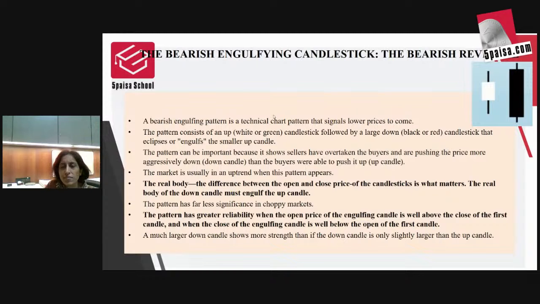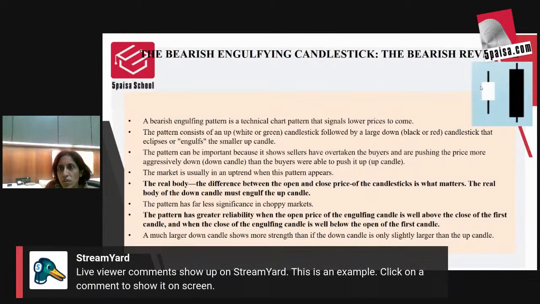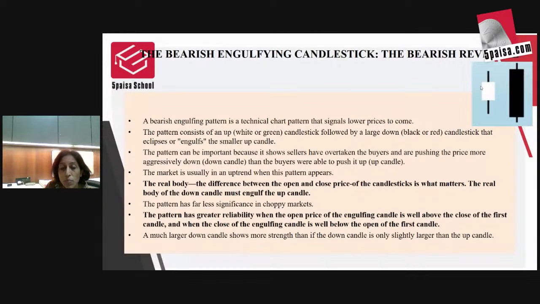Okay. Bearish engulfing candlestick. So the bearish is also referring to a bearish reversal. Now here you can see, so far we were seeing only one candlestick, but now in this case, you see two candlesticks side by side. Alright. And a bearish engulfing pattern is a technical chart pattern that signals lower prices to come.